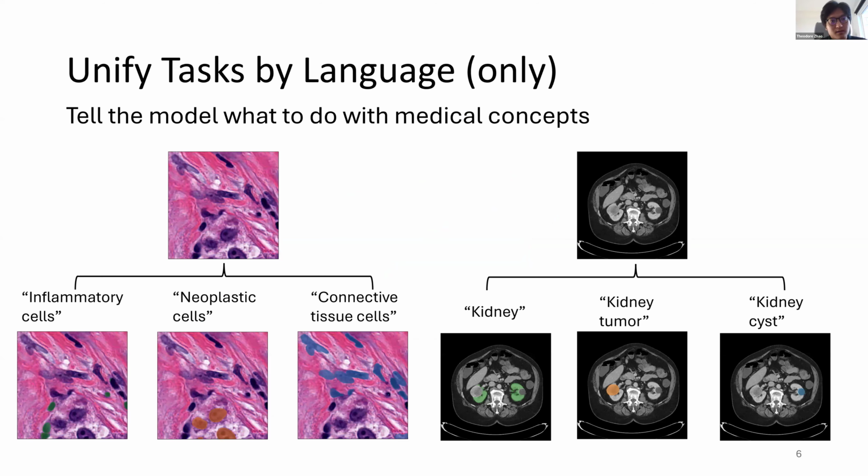If we take the same thought to this problem, our hope was to unify all the tasks by language and only language. By doing so, we want to tell the model what to do with certain medical concepts. For example, if you want to segment different things in different images, you simply spell out what you want to segment in natural language. And this natural language can have some variety. If you prompt the model in a different way, the model should know which different parts of the image it should go to.